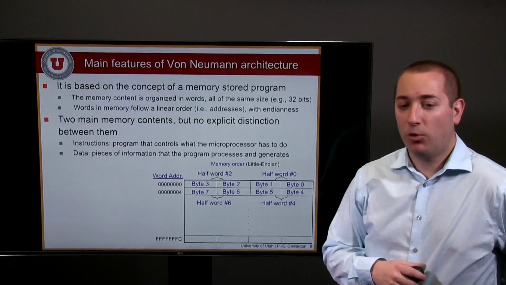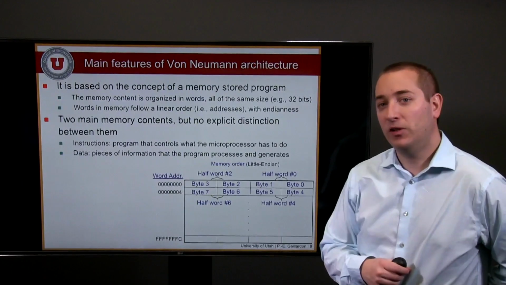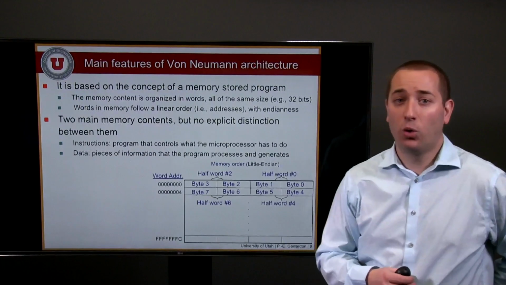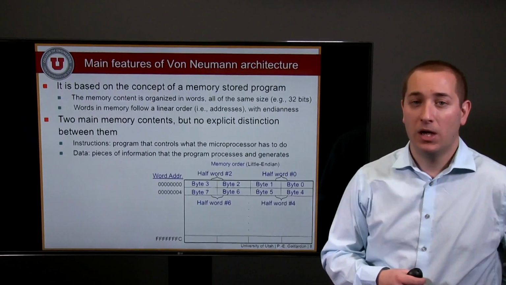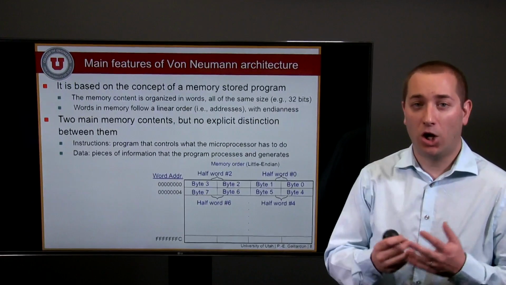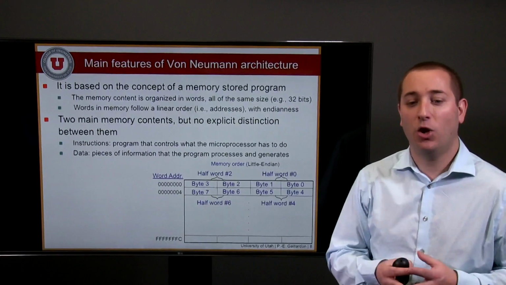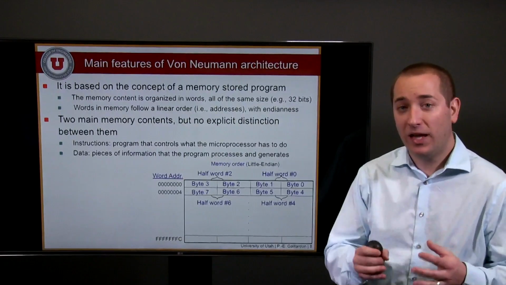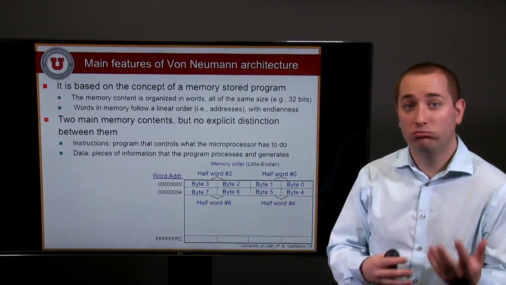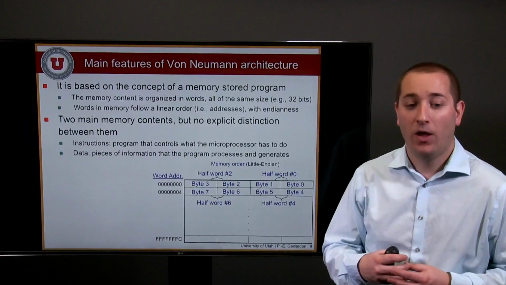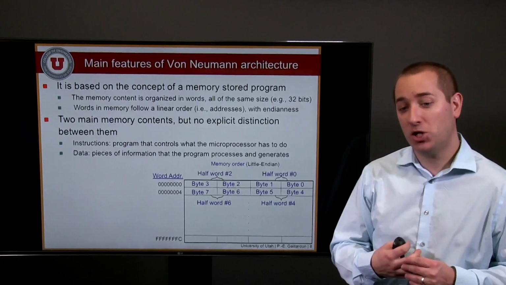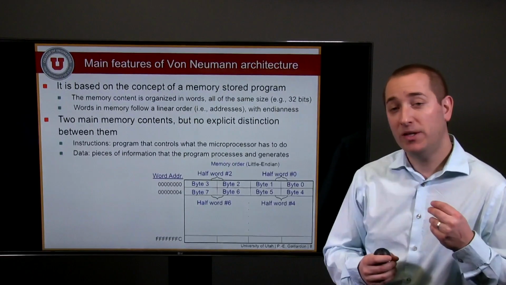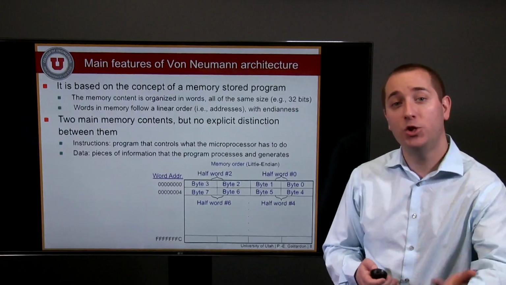There are two main memory contents, but no explicit distinction between them. As I told you, both the instructions and data are stored in the memory at the same place. The instructions are the program that controls what the microprocessor has to do. So it basically tells the microprocessor what to do in its operation. The data are the pieces of information that the program will process or generate. So you will basically read instructions that will tell you what to do with your data.